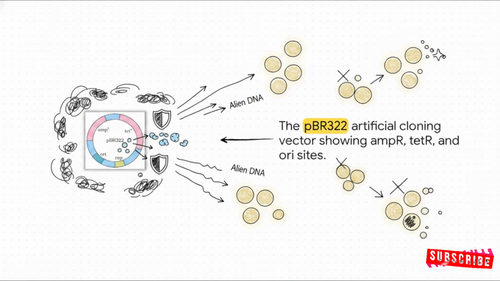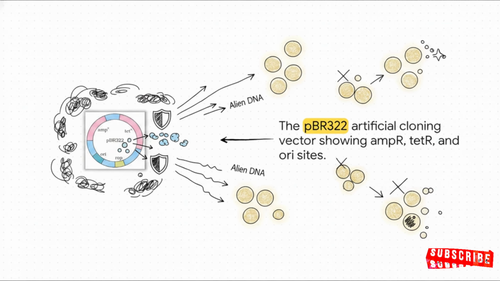Now, what's really interesting about this slide is the pBR322 artificial cloning vector you see right here. Notice that ori section? That stands for origin of replication. Basically, any piece of alien DNA linked to this sequence can replicate and multiply within the host cell.